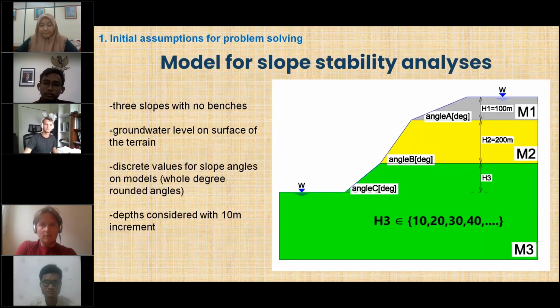The model for slope analysis has three slopes with angles defined as angle A, angle B, and angle C, as you can see on this picture. All considered angles were rounded to the whole degree, and we believe that any other precision of minutes and seconds is not acceptable and feasible in practice from the engineering point of view.